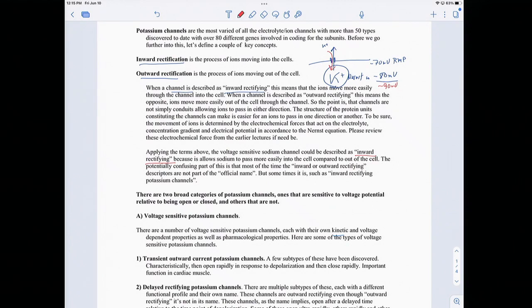What we're going to find out in a moment is that we have some inward rectifying potassium channels, and that actually makes it into the name. So I'm saying this because I don't want you to get confused that sometimes the inward rectifying is part of the name, but other times it's not. What does that really mean? Well, nothing other than just historical accident in terms of tradition of calling channels particular names. So don't let that one throw you off.